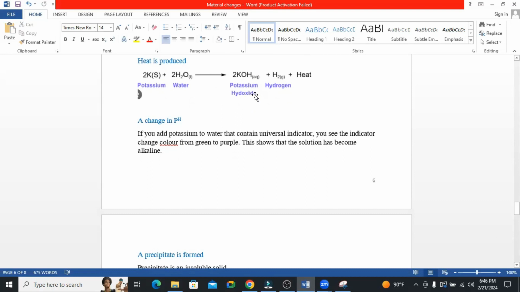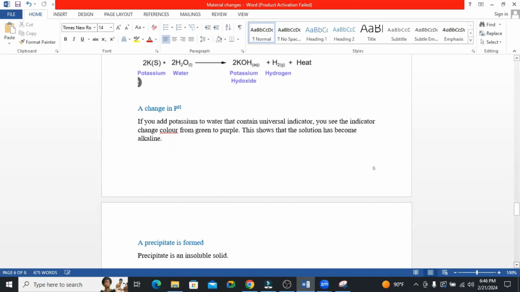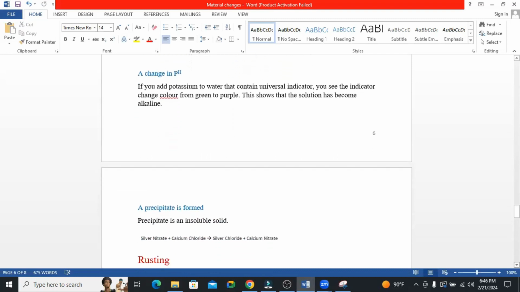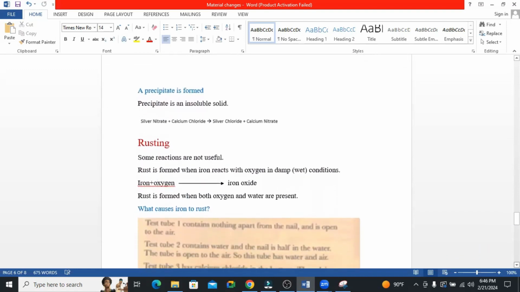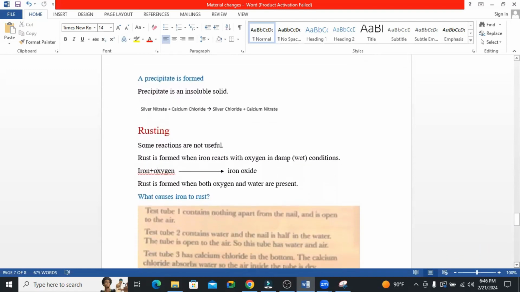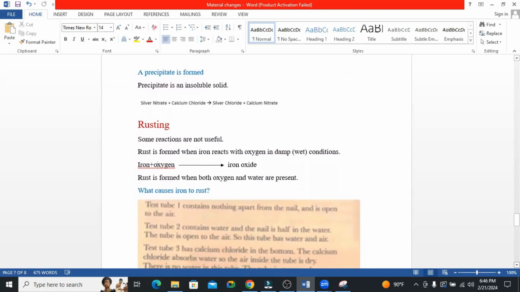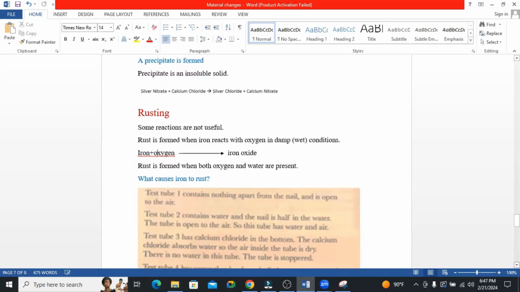It is an alkaline solution. That is why we can see this kind of color change in the universal indicator. Another thing is a precipitate is formed. A precipitate is an insoluble solid. Precipitate means an insoluble solid.